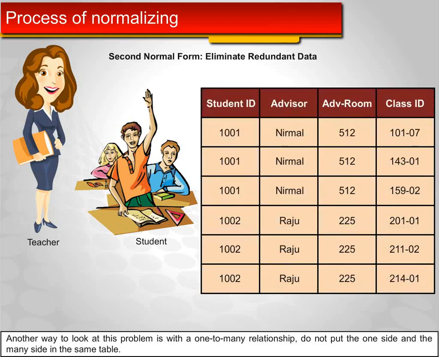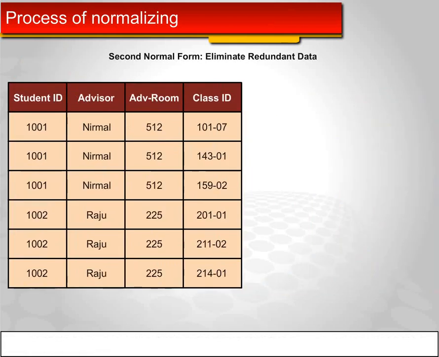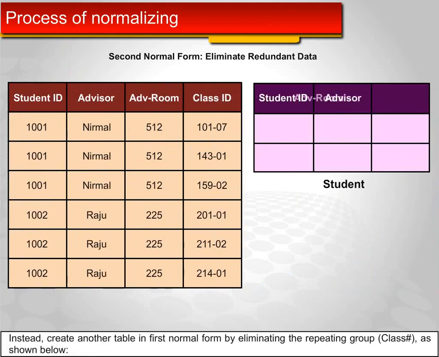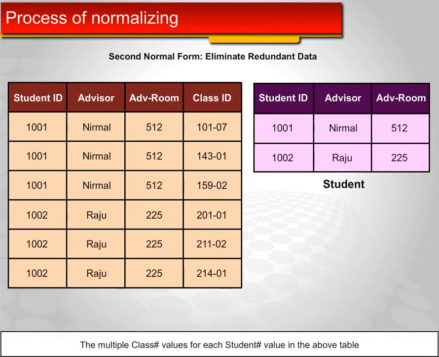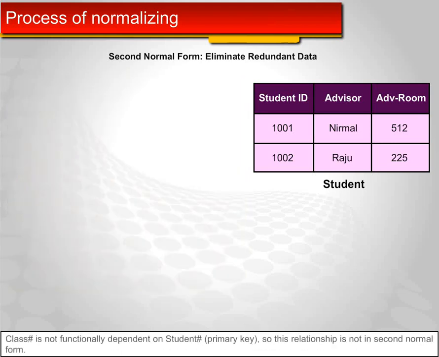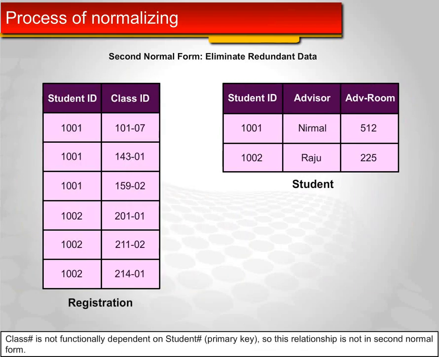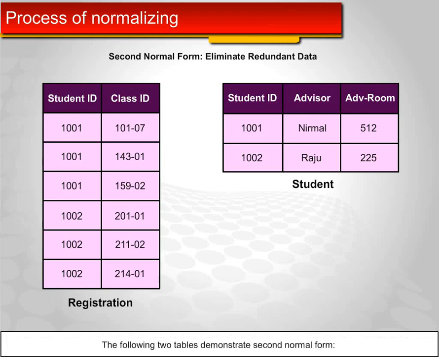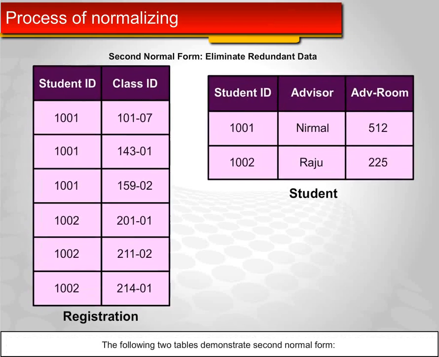Second normal form: eliminate redundant data. Instead, create another table in first normal form by eliminating the repeating groups, that is class, as shown below. The multiple class values for each student value in the above table. Class is not functionally dependent on student, that is the primary key, so this relationship is not in second normal form. The following two tables demonstrate second normal form.